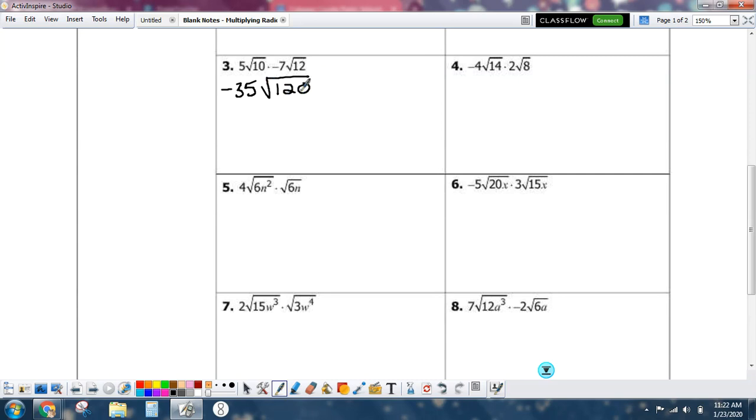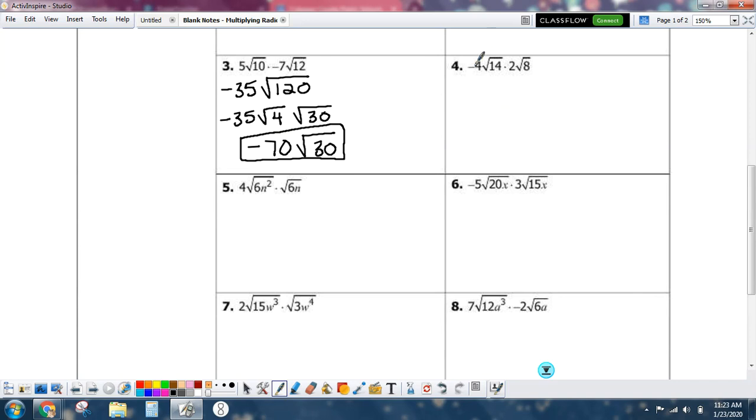In my list of perfect squares, when you list those out and try all of them, you should see that 4 works. So you should have this times the square root of 4 times the square root of 30. And then you can simplify this to 2, and negative 35 times 2 is negative 70. And then just bring down the square root of 30 because that can't be simplified. And that's your answer.